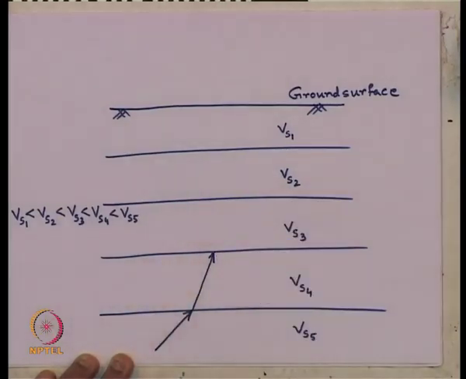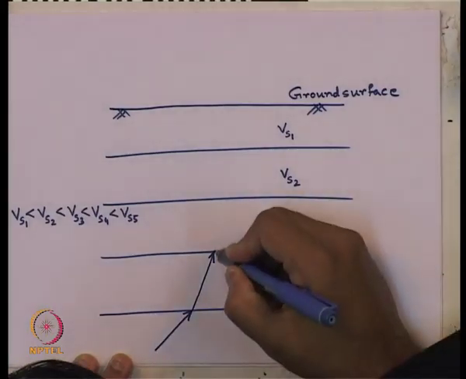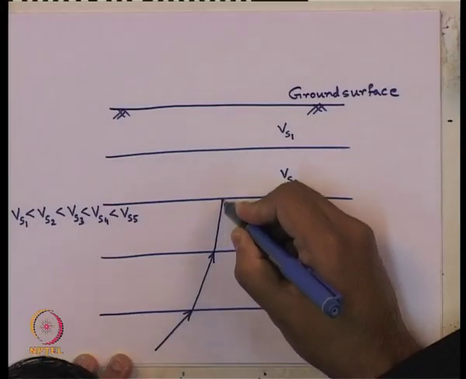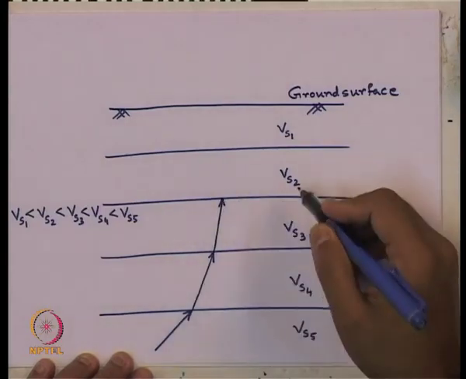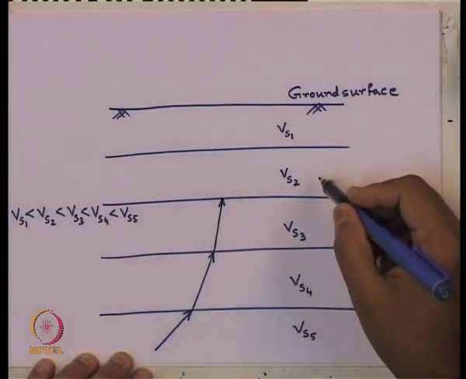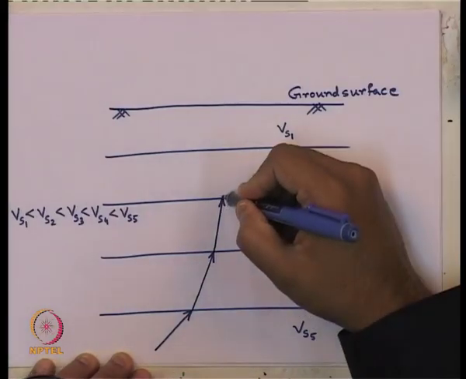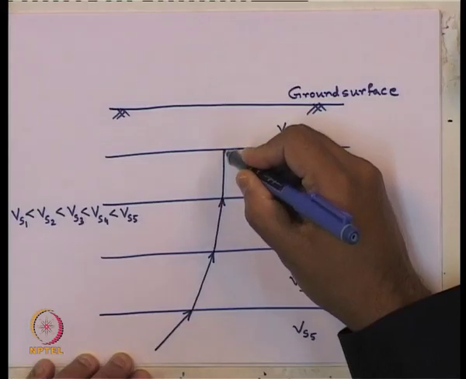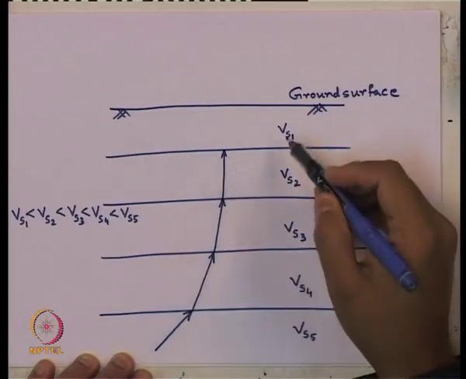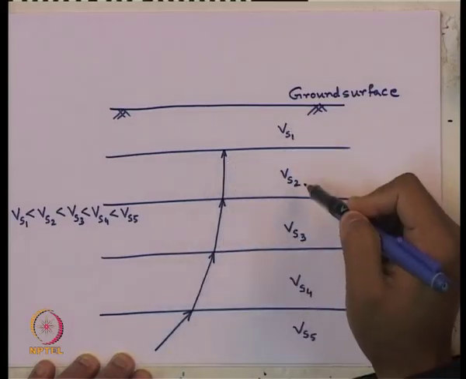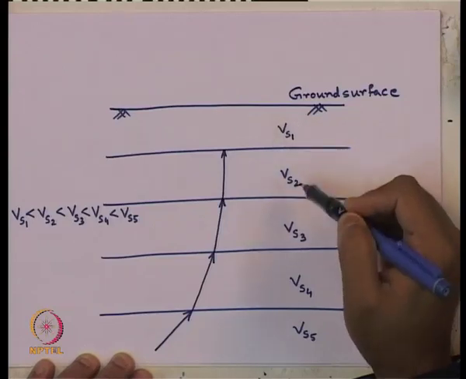Further, when it hits the next media, as layer 3 is softer than layer 4, further it will come like this. Again, when it hits the boundary of layers 2 and 3, as layer 2 is softer than layer 3, again it will come like this. And when it hits the last boundary, that is layer 1 to layer 2, as layer 1 we have considered as softer than layer 2.